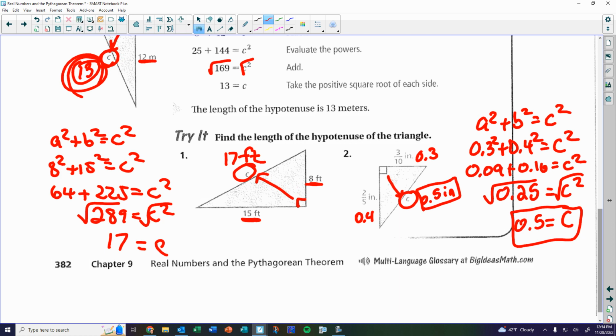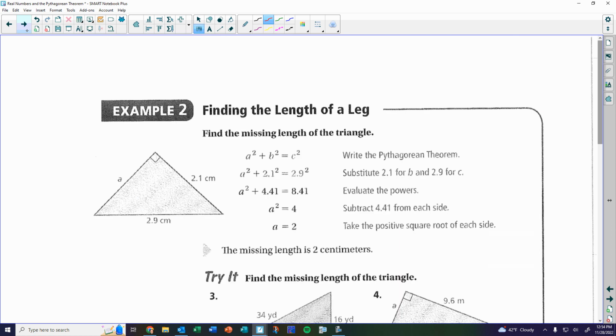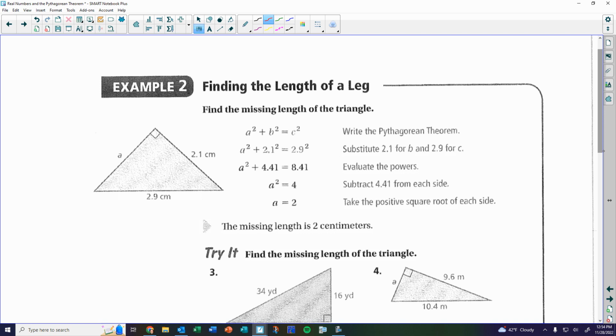Now, sometimes we have to find a leg, like in our next example. You can see here, they tilted this upside down, but here's the right angle, opposite side. They gave us a number. So now you see where c squared is, they put 2.9 in. So now we're finding a leg. They gave us a leg and the hypotenuse. So we still have to go through the work to solve it. You can see here 2.1 squared is this. They subtract 4.41 from both sides, and then solve the square root, and they get 2. Okay, so if we do number 4 together, we'll do the tougher one together.